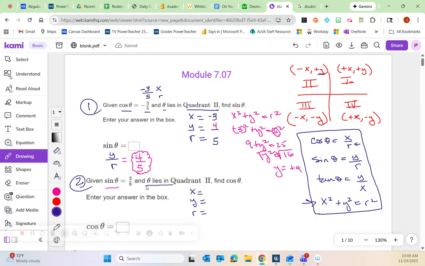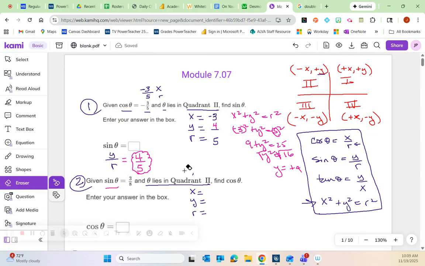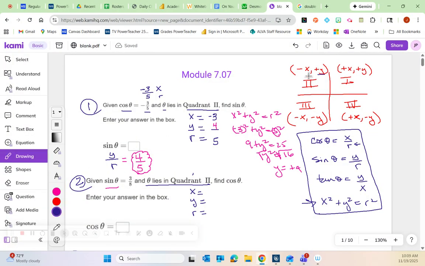Our theta, our angle, is in quadrant 2. That means our x is negative. My bad. If we're in quadrant 2, our x is negative. We're right here. Our x is negative, and our y is positive. And we're looking for cosine.